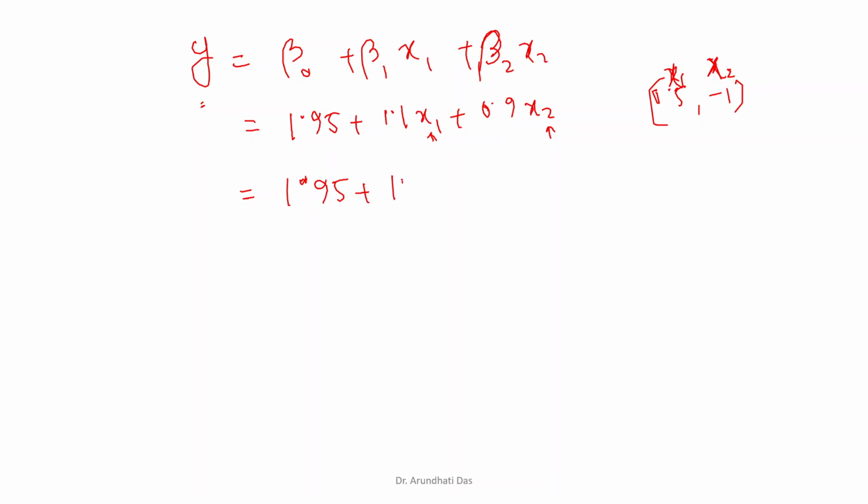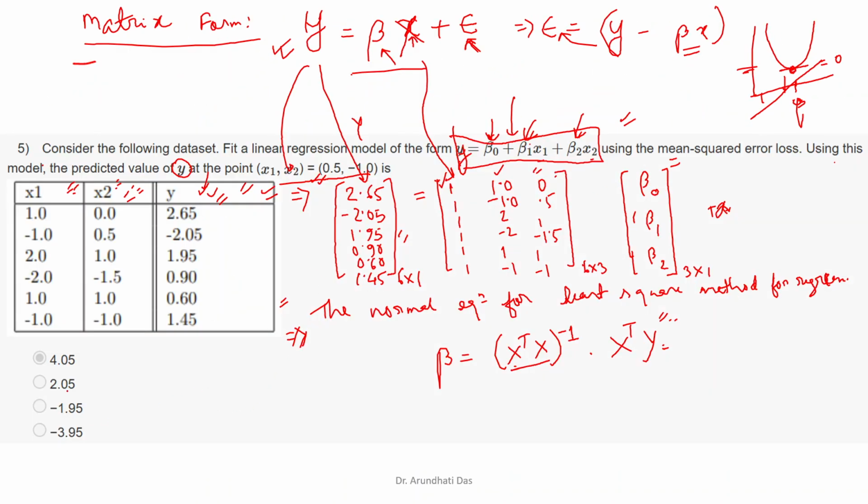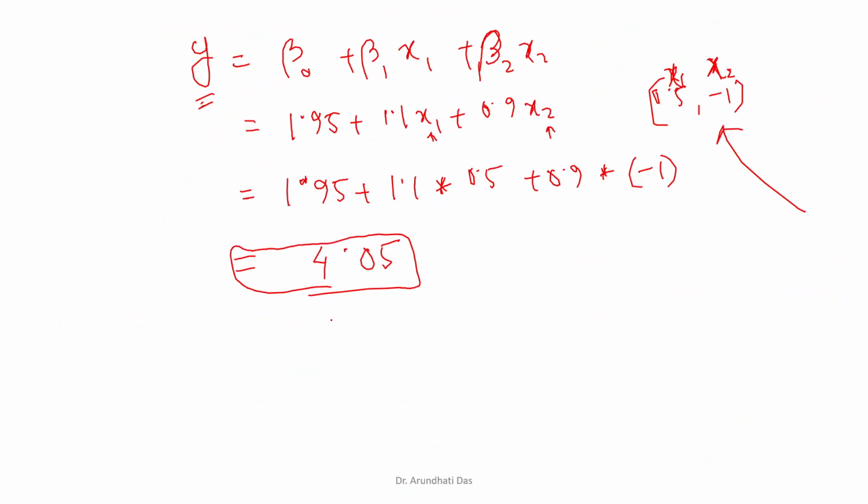1.95 plus 1.1 times the x1 value, which is 0.5, plus 0.9 multiplied by the x2 value, which is minus 1. After doing this computation, we end up with the value 4.05. This is the final predicted y value for this particular pair of data points, x1 and x2, that is given. If we go and see the options, the first option, 4.05, is our answer, right?